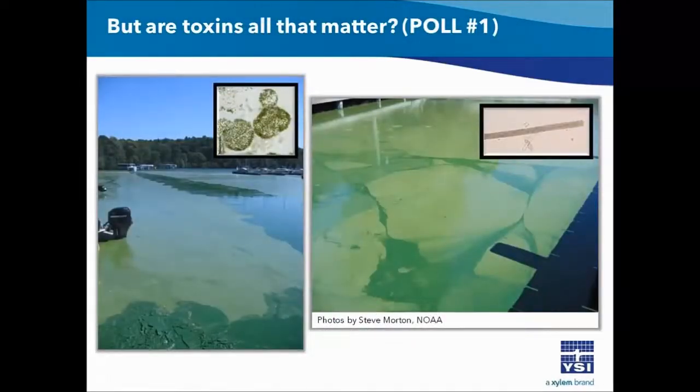But the question I have for you, and that Brandon is going to ask you, is whether the toxins are all that matter. So for example, here on the left, I'm showing you another bloom of Microcystis aeruginosa. This one shut down a regatta event. And here on the right, I'm showing you a bloom of an organism called Oscillatoria, and this is not making any toxins. So Brandon, let's see what folks think about these two blooms.